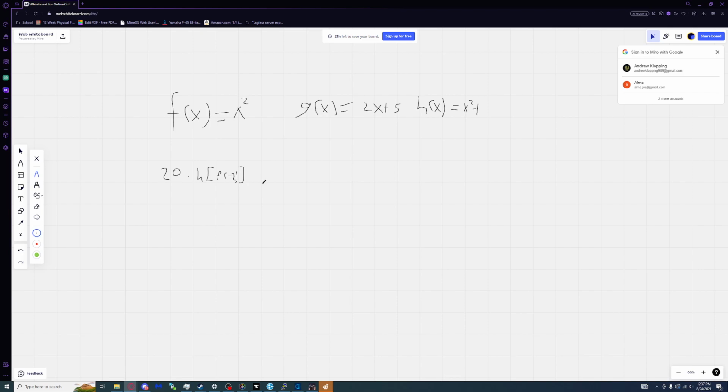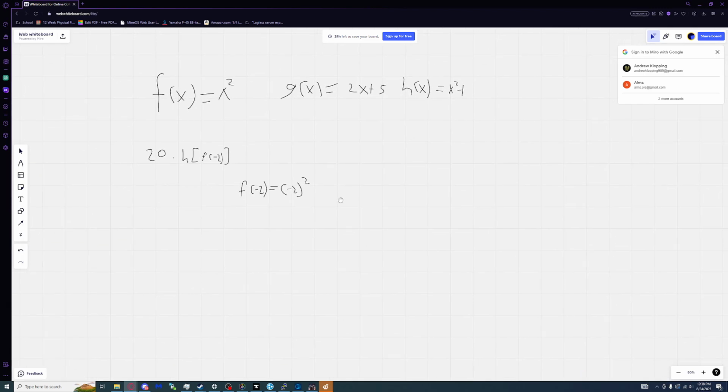Now, to evaluate this kind of function, first you have to solve the inside function. So that's what we're going to do real quick. We're going to solve the inside function, f of x, f of -2 is equal to -2 squared. Therefore, f of -2 is equal to 4.